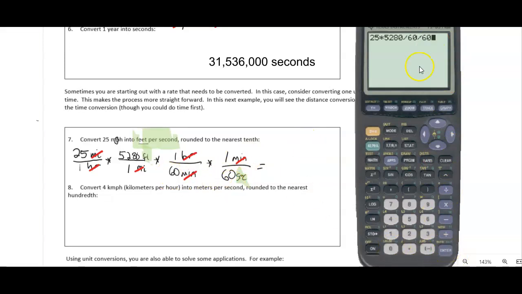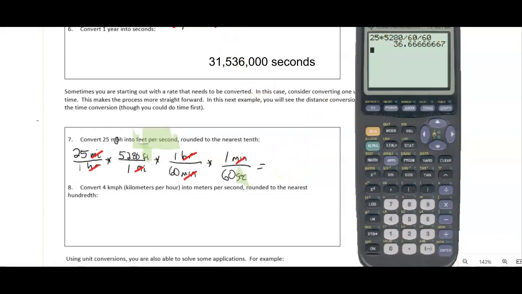So everything in the denominator should have a divide before it. Everything in the numerator should have a multiply before it, except for, of course, the first number that doesn't have anything before it. This will give us a number that goes on forever.